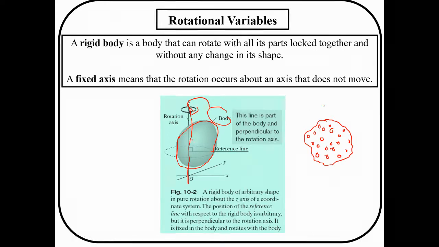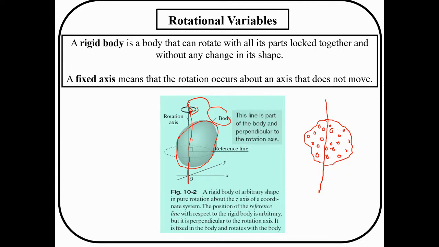Now, if you make any axis of rotation, for example, based on this axis, my entire body is rotating. Now you can see the entire body is rotating because all the other parts are also rotating about the same axis. So that information is given here. A rigid body is a body that can rotate with all its parts. What is all its parts? All the small particles. With all its parts locked together and without any change in shape. So when the object is rotating, its shape will not change.